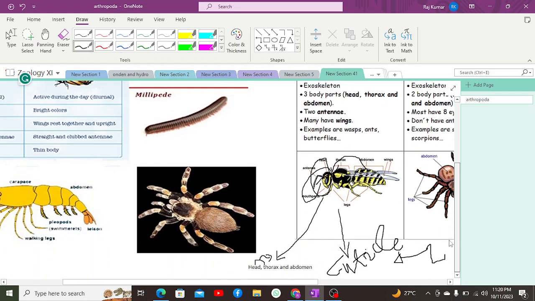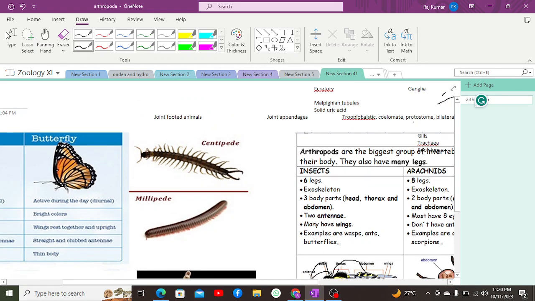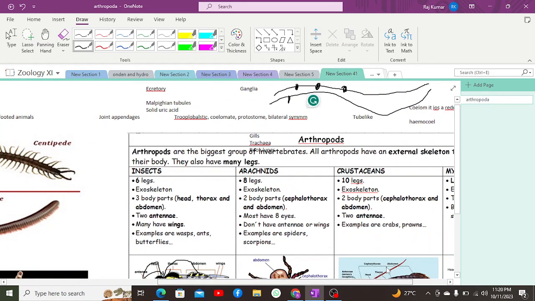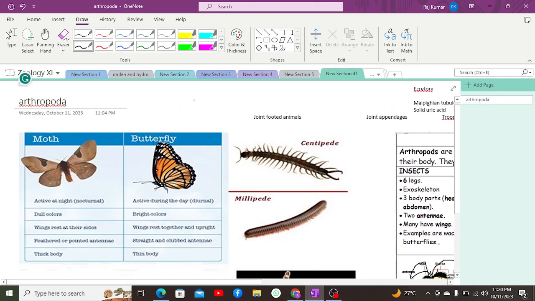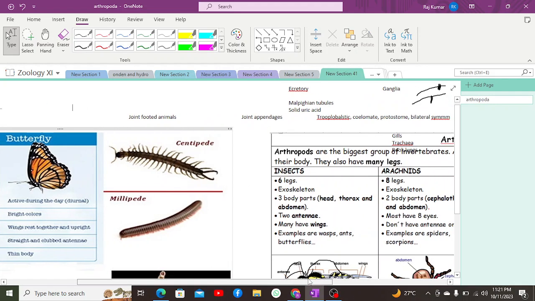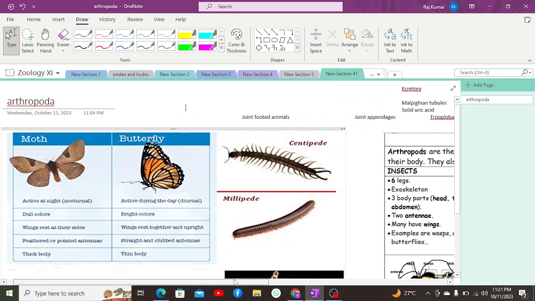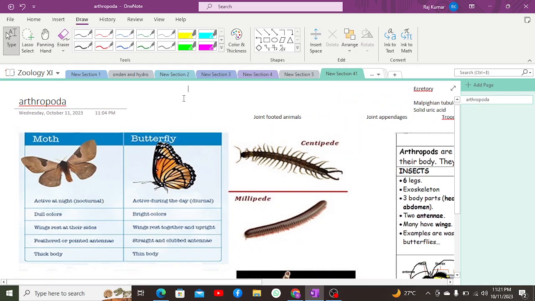Apart from this, this is the excretory, reproductive and respiratory system, and apart from that, they have a diverse variety, including organisms such as moth, butterfly, scorpion, prawn, honeybee and other such organisms.